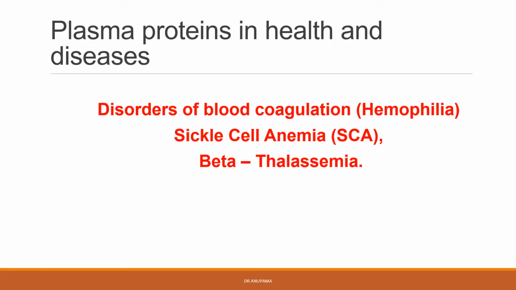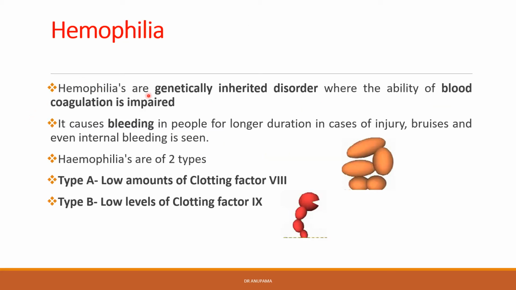Today we'll be studying plasma proteins in health and disease. Here we have disorders of blood coagulation, that is hemophilia, sickle cell anemia and beta thalassemia. Hemophilias are genetically inherited disorders where the ability of blood coagulation is impaired. It causes bleeding for a longer duration in case of injury, bruises, or even internal bleeding.